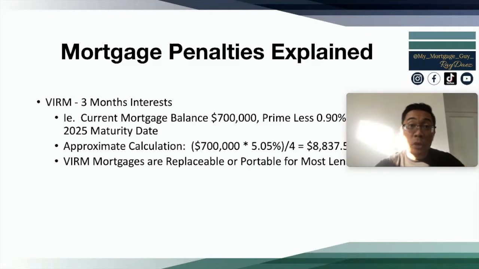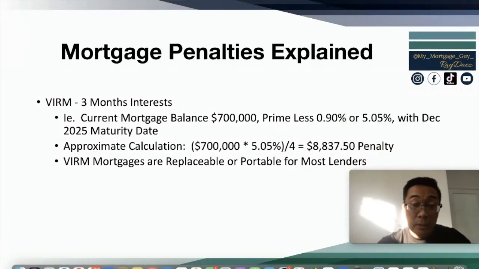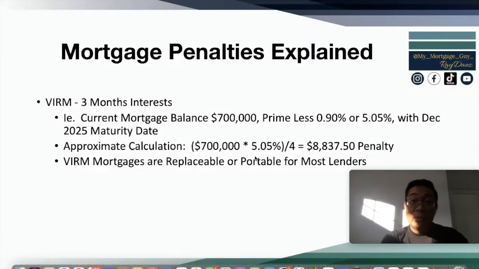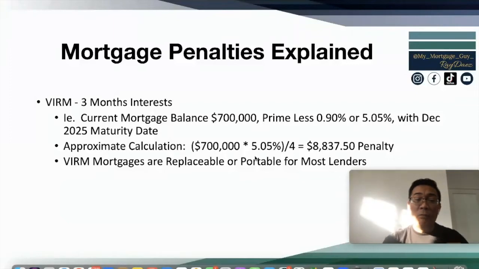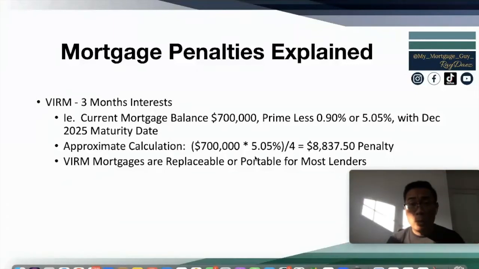For a variable rate mortgage, you will pay 3 months interest if we break that mortgage ahead of schedule. Now, how to calculate 3 months interest is this. Let's assume that we have a mortgage of around $700,000 and our interest rate is prime less 0.9. Right now, prime is 5.95, so effectively we've got 5.05% interest rate. So we will multiply that interest rate with $700,000 and divide it by 4 to give us 3 months interest. So for this specific example, it's $8,837.50.